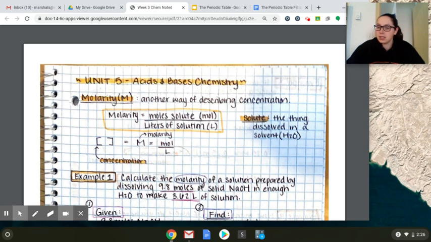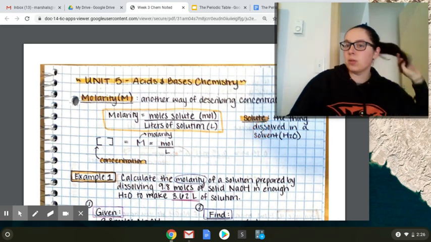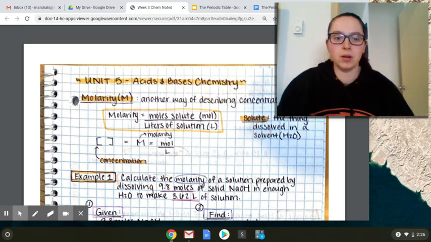So what you are seeing in front of you right now is a copy of the notes that we're going to take. I'm just going to make myself a little bigger while I talk, and then it'll be a little smaller when we start notes.